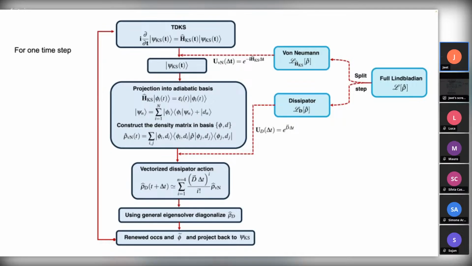And now, how do you apply it? By Taylor series expansion. Then you diagonalize the density, and you get your renewed occupation and states. This is one step, and it will circulate for your total time. Yes, this is the standard.